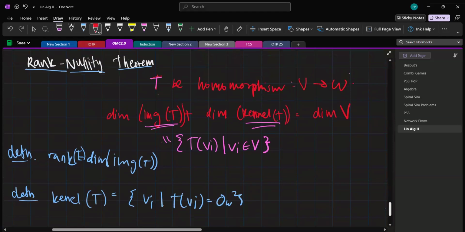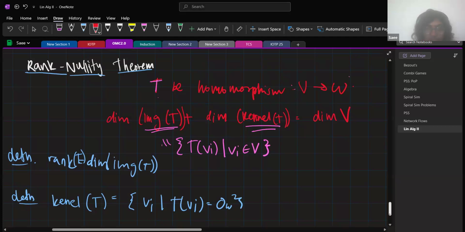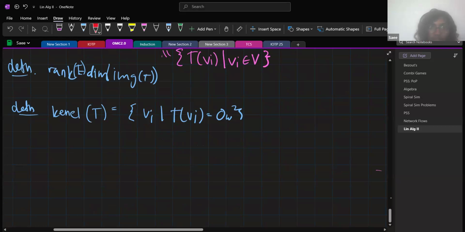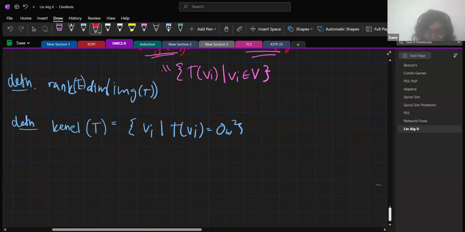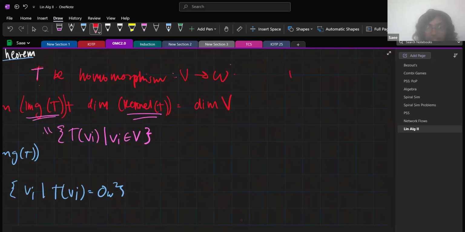All right. Okay, so this is quite a cool statement. Let's try to prove this. First of all, let's just recap linear maps. Linear maps are very nice. If you know T of V1 and T of V2, then you can find T of V1 plus V2. And if you know T of V1, then you can find T of lambda V1 also.